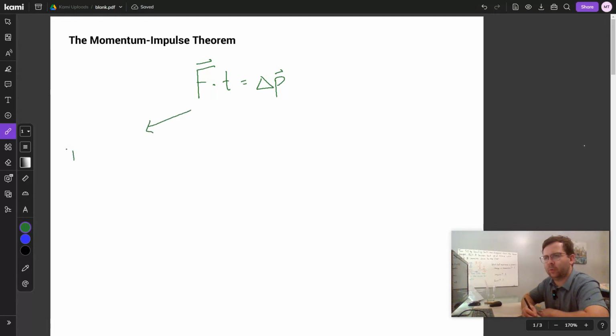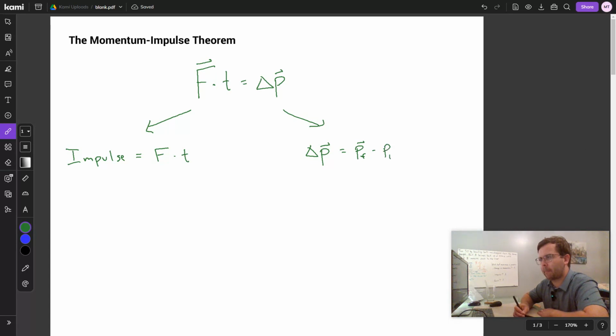We know that the impulse is equal to force times time. And we also know that the change in momentum of an object can also be written as the final momentum minus the initial momentum. Furthermore, we could even go a step further and say the change in momentum could be written as the mass times the final velocity minus the mass times the initial velocity. So all of these equations basically say the same thing.